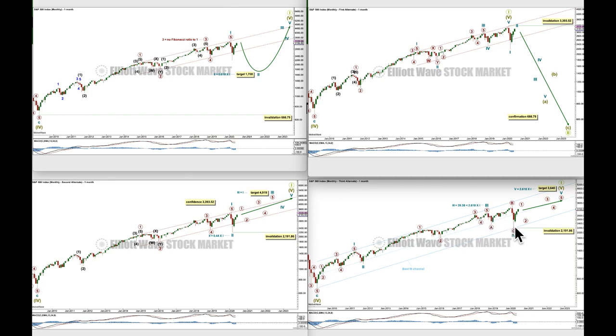If 5 is only equal in length with 1, or 1.618 the length of 1, this is a semi-log scale, then it would not make new all-time highs. So I've used the next Fibonacci ratio in the sequence, 2.618.